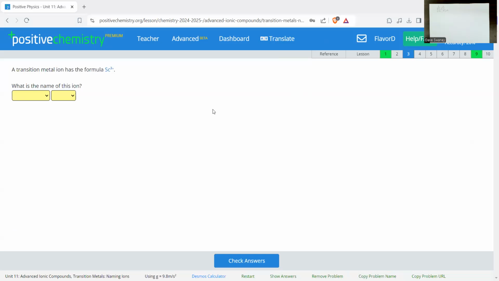Now we're on transition metals, naming ions. Hit pause, go there. And this is scandium. Not that you should know that, but you keep looking around until you find it. And honestly, I kind of forget myself. And it's right next to calcium. So this is scandium, and the +3 there means we call it Roman 3.